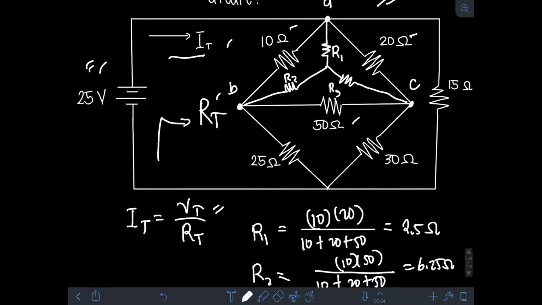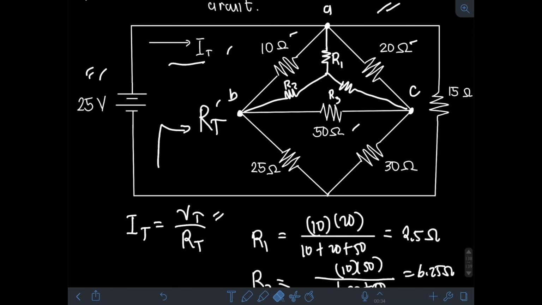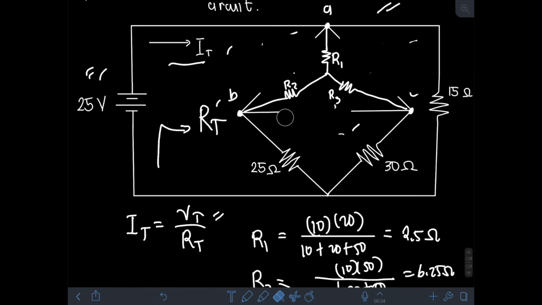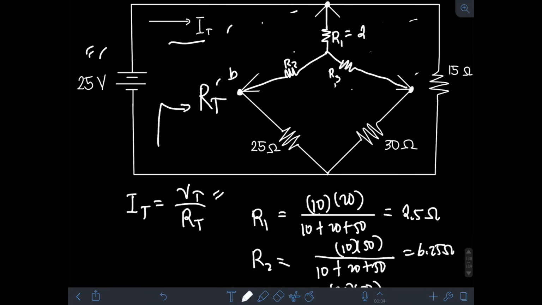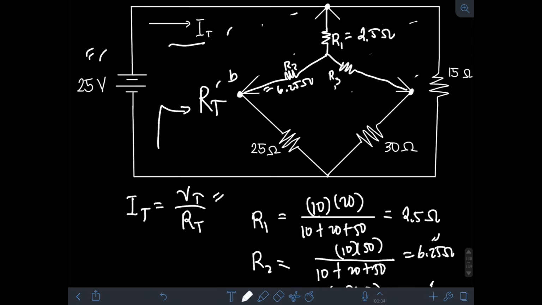Okay? Now, we can already delete the delta resistors, being replaced by the Y resistors, right? So, this will be now the new circuit. So, we will write now the values. R1 is 2.5. R2 is 6.25 ohms. How about R3? R3 is 12.5 ohms.